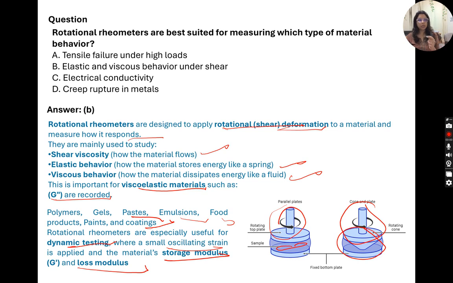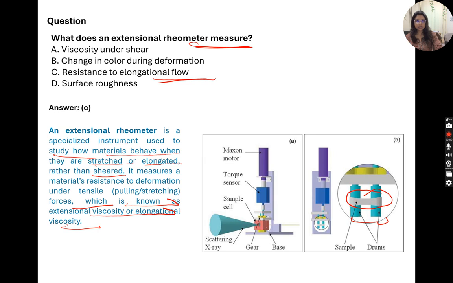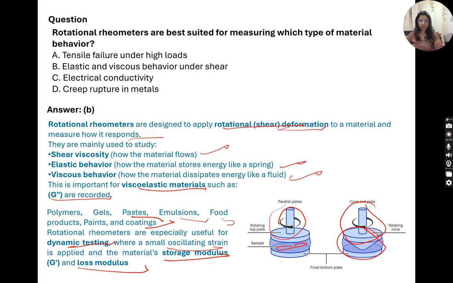We have just read in the previous slide about the extensional rheometer, which measures elongation, and here in this case the rotational rheometer measures the shear viscosity and the elastic or viscous behavior of polymers and other materials like gels, pastes, emulsions, and foods.